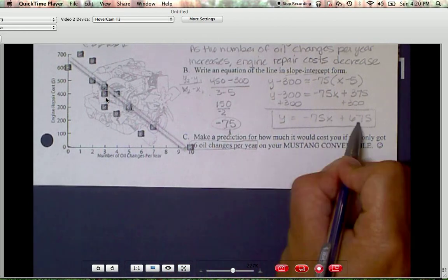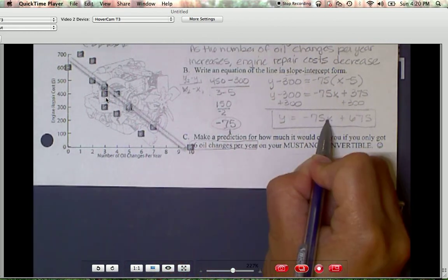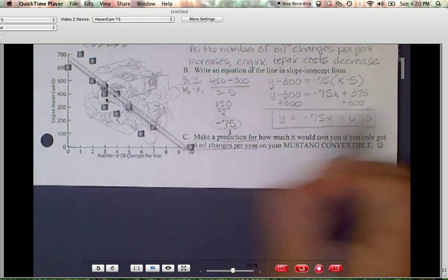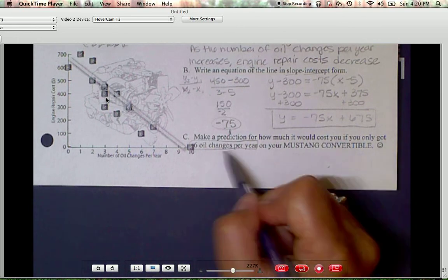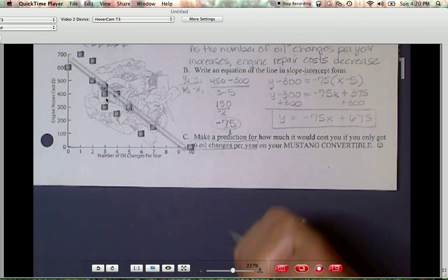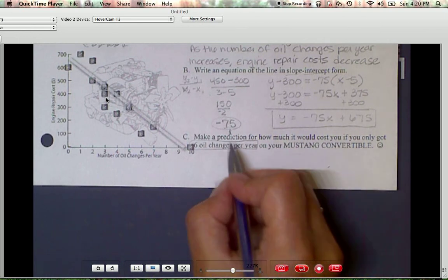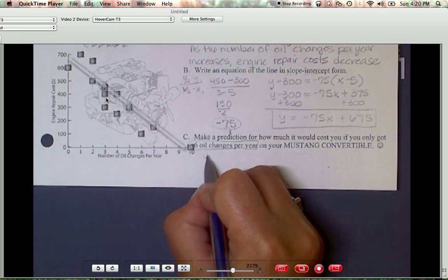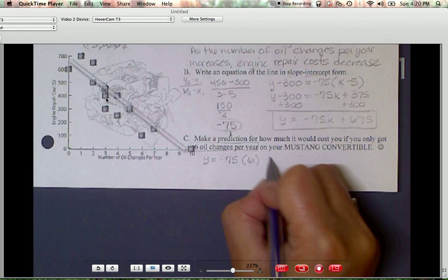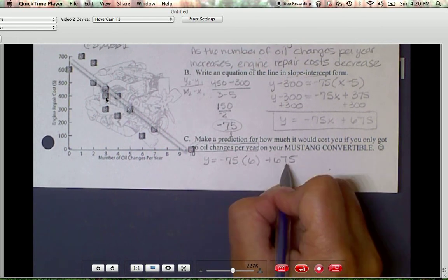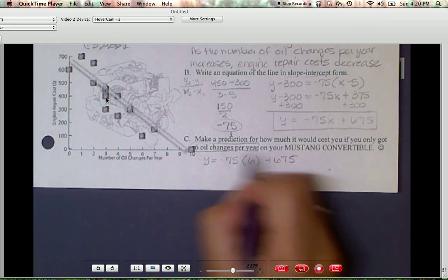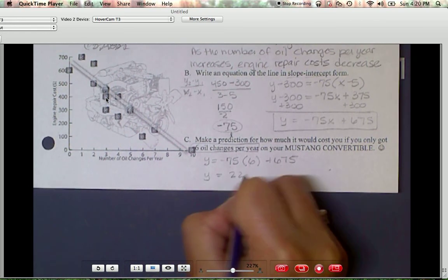What we do is take this equation, we're going to plug 6 into the x value. And when we calculate it, we'll get a y value, and that will tell us how much we would spend on engine repairs if we got 6 oil changes per year. So we've got y equals negative 75 times 6 plus 675. And then you just do the math here. This gives us negative 450. And when we add it to 675, we get y equals 225.